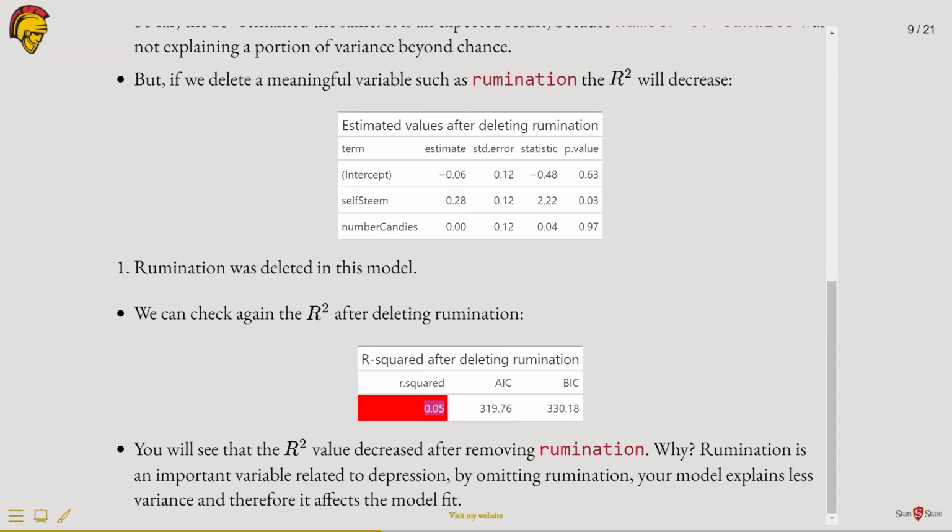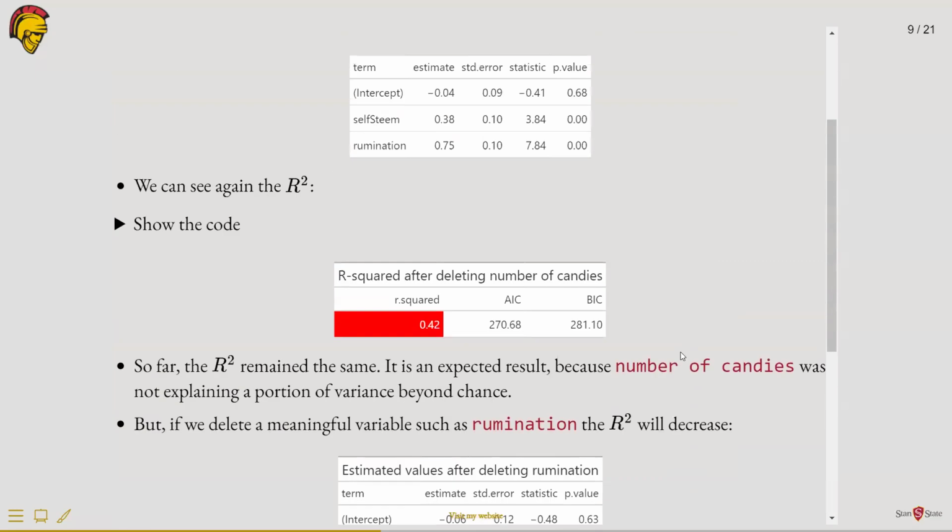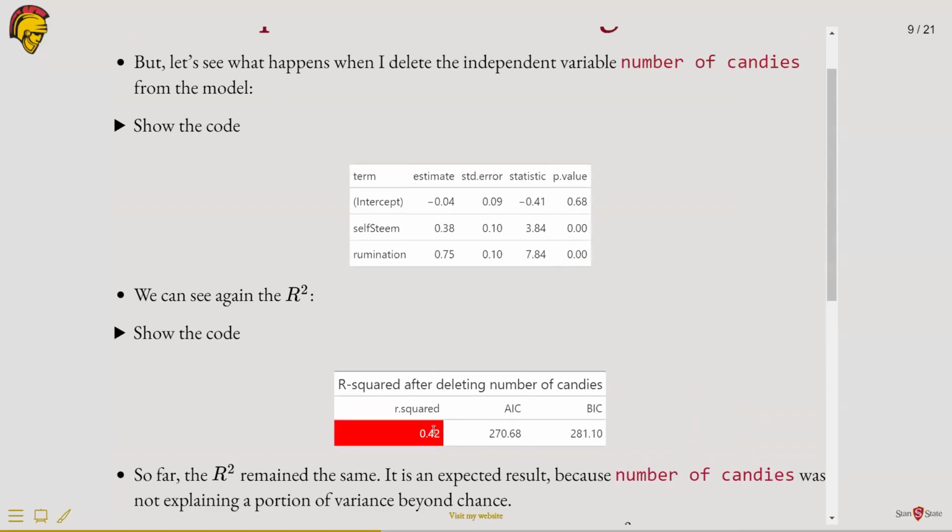if you delete rumination. But if you delete number of candies, it doesn't matter because number of candies is adding nothing to the model. It's just noise for the model, right? So number of candies definitely should not be there, because if I keep it or not, the R squared is the same. So I should remove it because it's just noise.